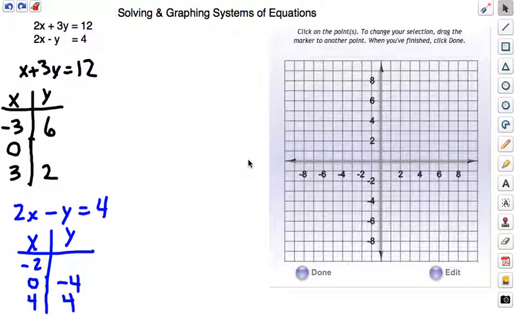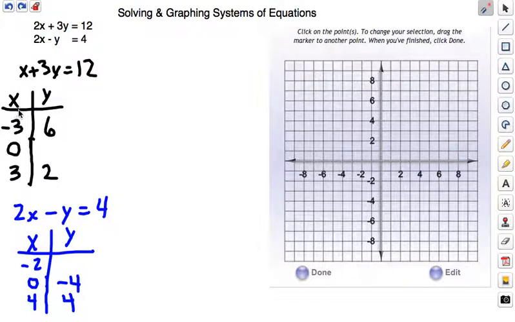Let's look at how to solve and graph systems of equations. So here we have a system of equations. A system is going to be two or more equations: 2x plus 3y equals 12 and 2x minus y equals 4. So the first way that we can find the solution of a system of equations is by graphing.